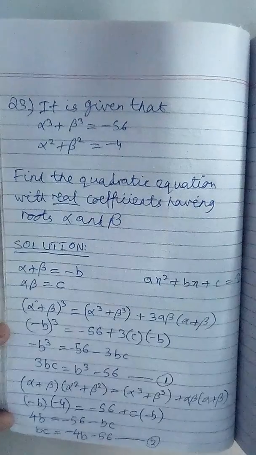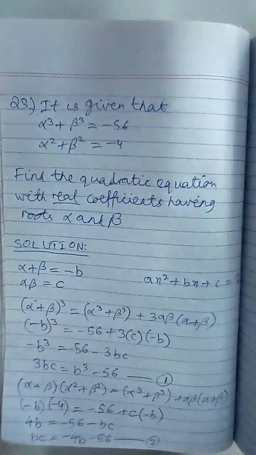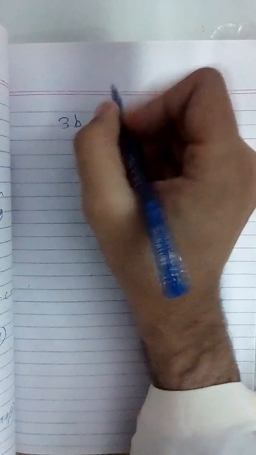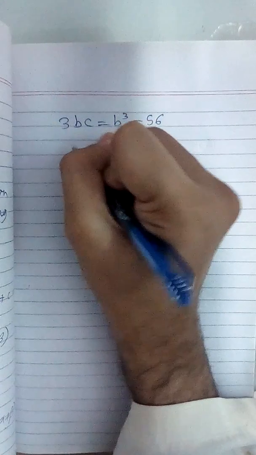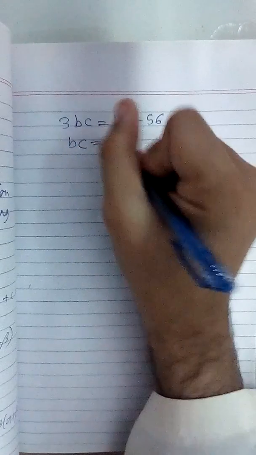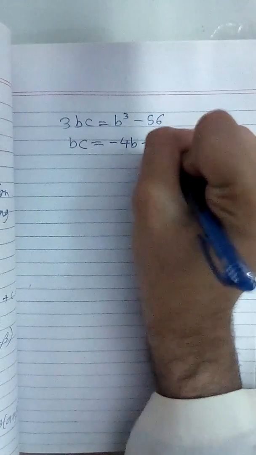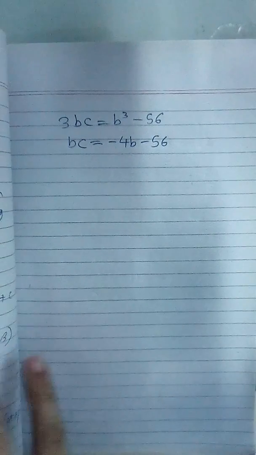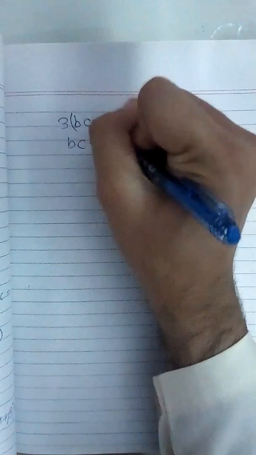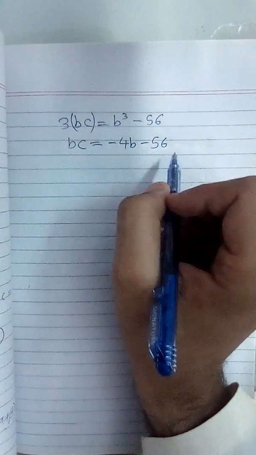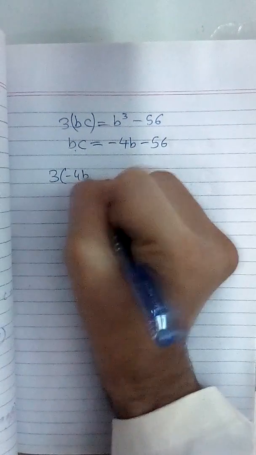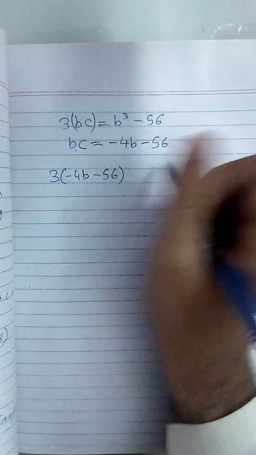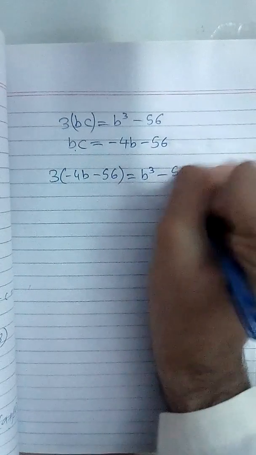I am going to write these equations on the next page all over again. 3bc equals b cube minus 56, and bc equals minus 4b minus 56. We are going to substitute the expression for bc equals minus 4b minus 56 into this. So now we are getting 3 multiplied by (minus 4b minus 56) equals b cube minus 56.